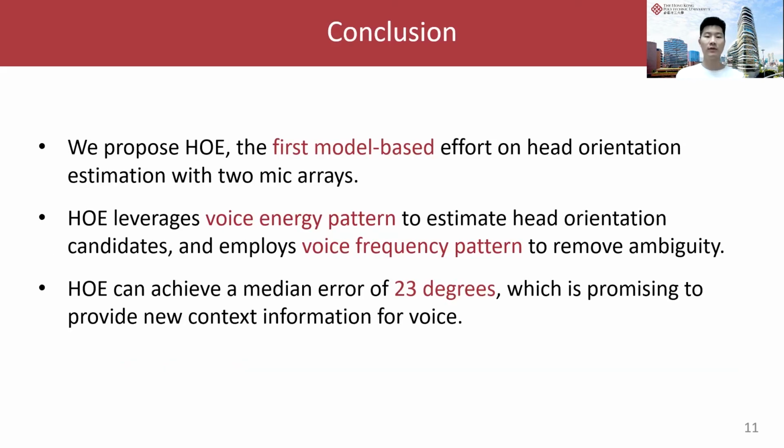To conclude, we propose Hui, the first model-based work on head orientation estimation with only two microphone arrays. Hui first leverages the voice energy pattern to estimate the head orientation candidates, and then employs the voice frequency pattern to remove ambiguity and obtain the final estimation results. Hui can achieve a median error of 23 degrees, which is very promising to provide new context information for voice commands. Okay, that's all.